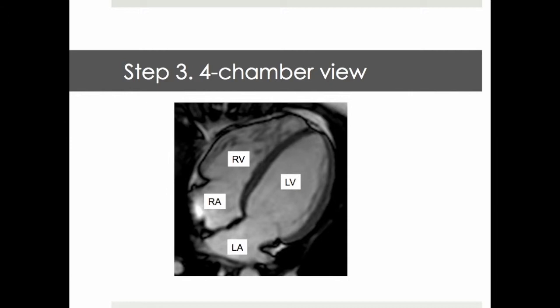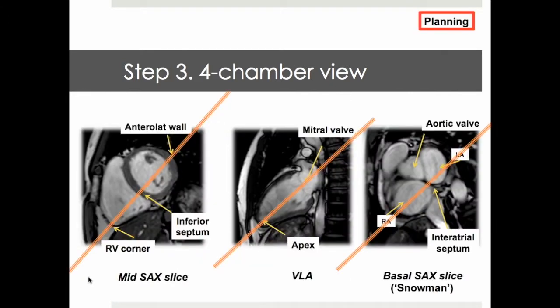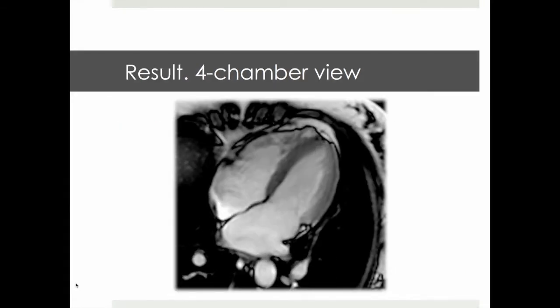4-chamber view is defined by visualization of 4 chambers, that is, left atrium, left ventricle, right ventricle, and right atrium. In the first image mid-short axis slice, we connect right ventricular corner, inferior septum, as well as anterolateral wall. VLA serves for definition of long axis, apex to mid of the mitral valve. And Snowman helps to aim for the interatrial septum, avoiding cutting into the aortic valve.